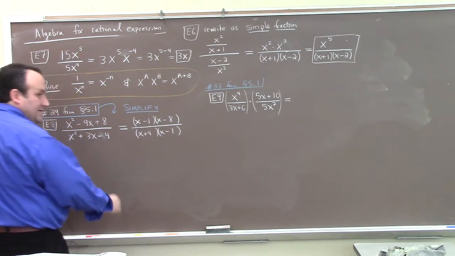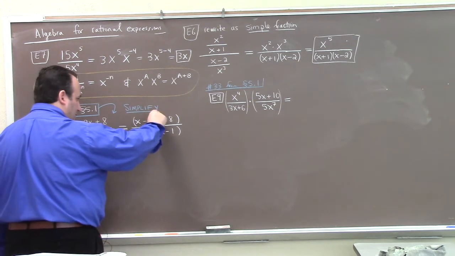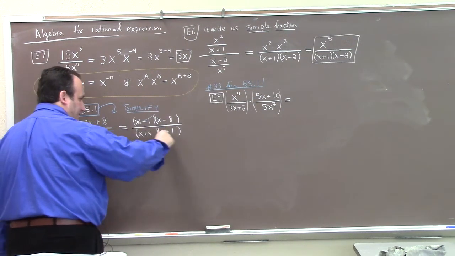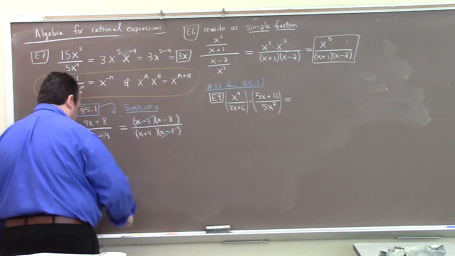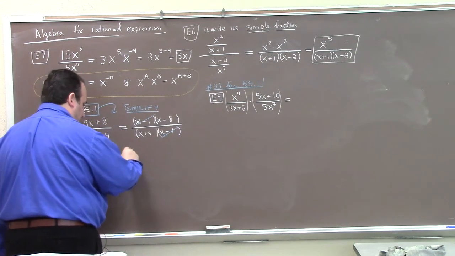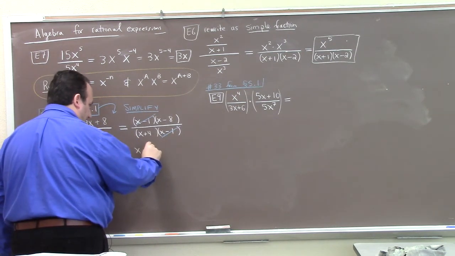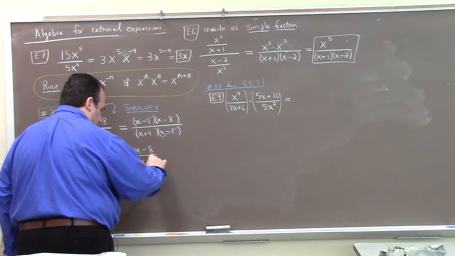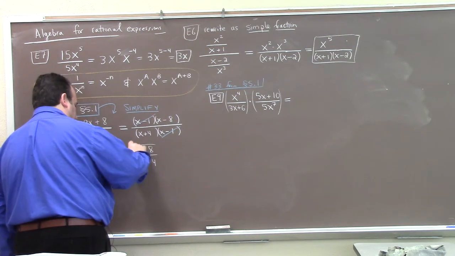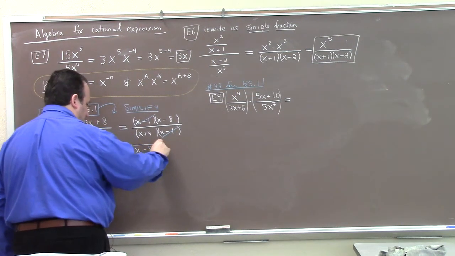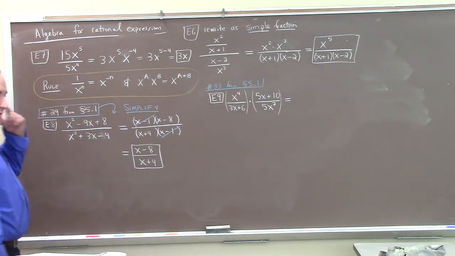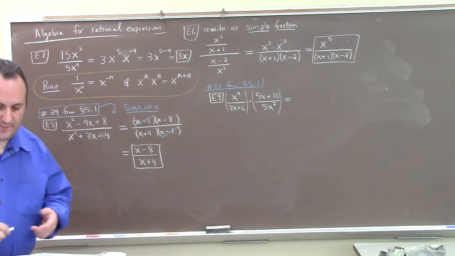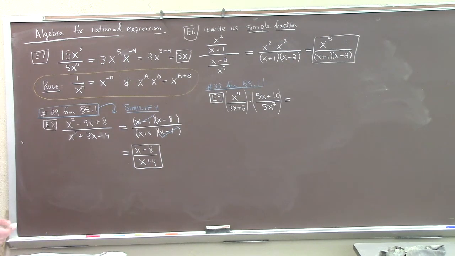See that? This cancels with that. And what are we left with? Right. So we have simplified the rational expression by factoring the numerator and factoring the denominator and canceling out like factors.